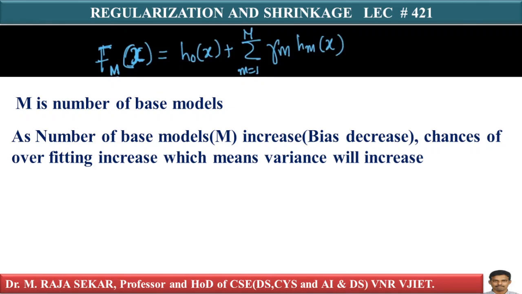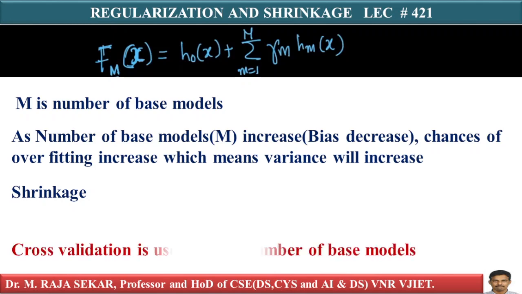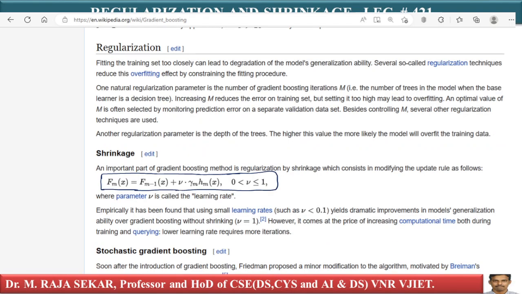But there is one more nice idea, called shrinkage, that is often used in the case of gradient boosted decision trees, in general gradient boosting. In gradient boosting, there is a concept called shrinkage, which is very ingenious. Let's go to the Wikipedia page and quickly understand shrinkage.